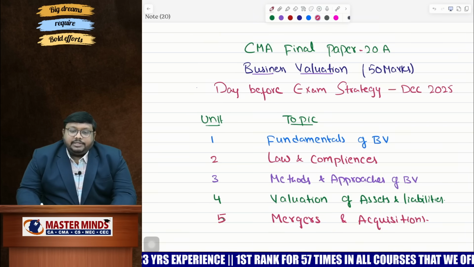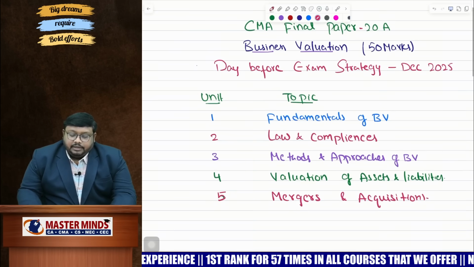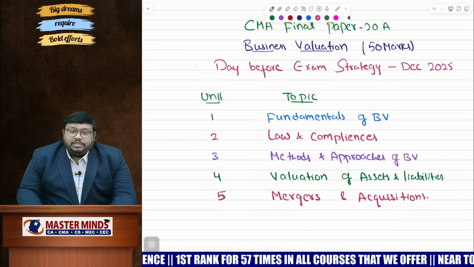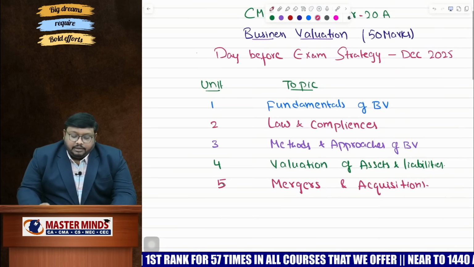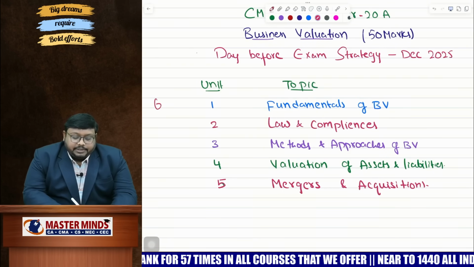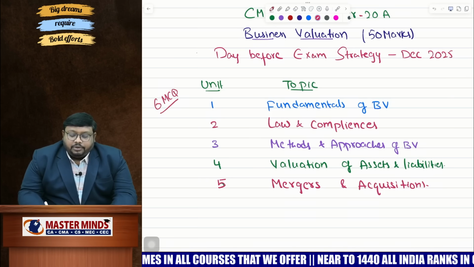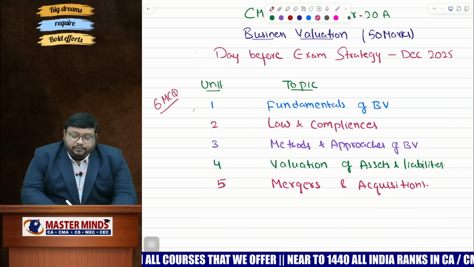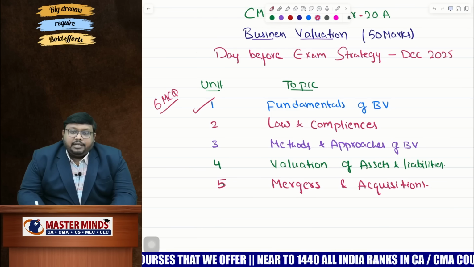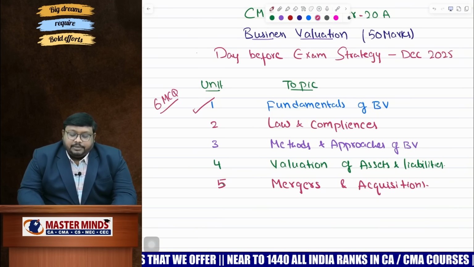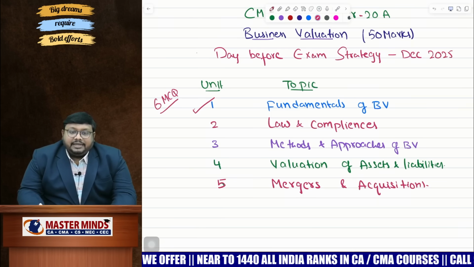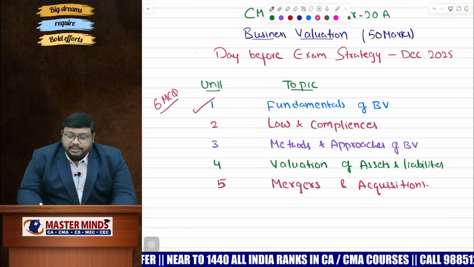So coming to the business valuation question paper, with this combination of SPM, they will ask you at least 6 MCQs from business valuation. So you have to concentrate more on the fundamentals of business valuation for all the MCQs. Most of the MCQs in the recent examination were from the fundamentals of business valuation.